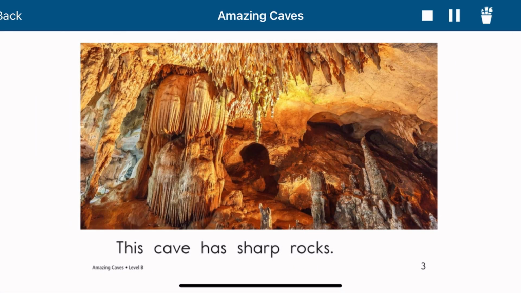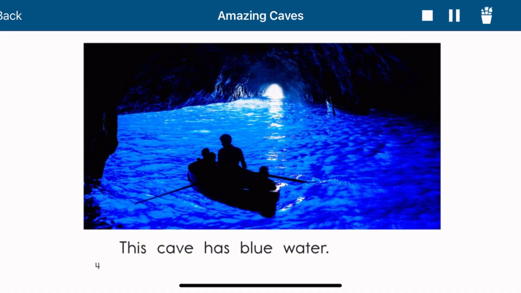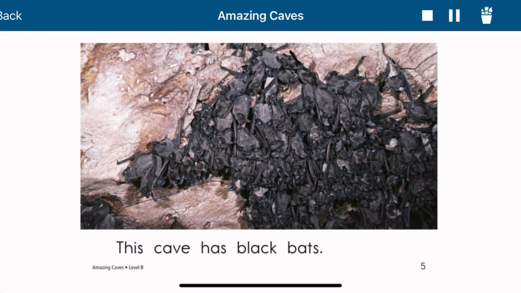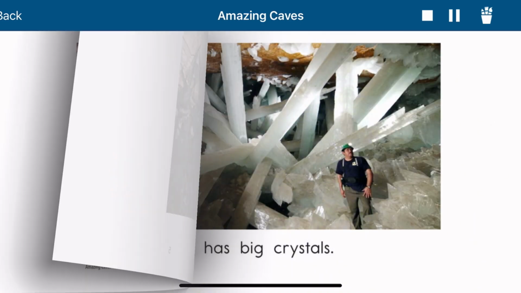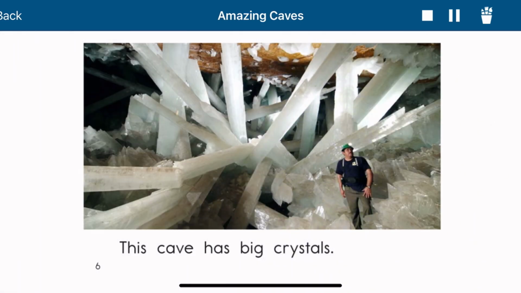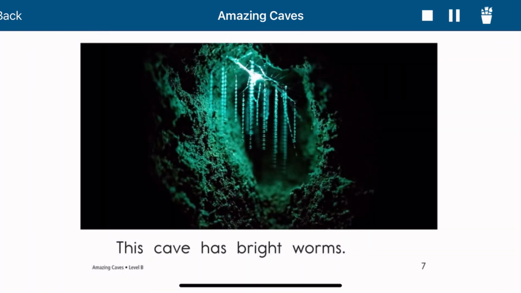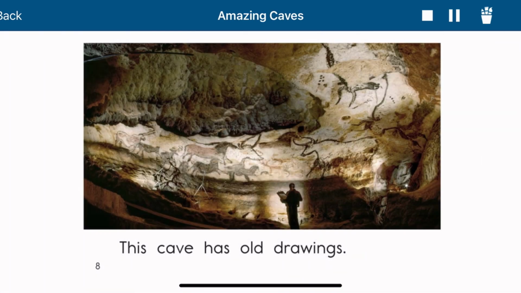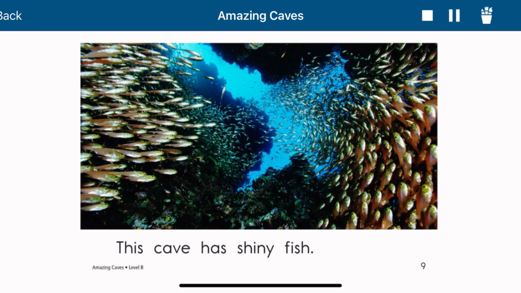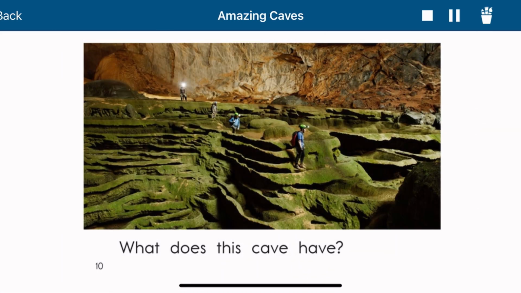This cave has sharp rock. This cave has blue water. This cave has black bats. This cave has crystals. This cave has bright worms. This cave has old drawings. This cave has shiny fish. What does this cave have?